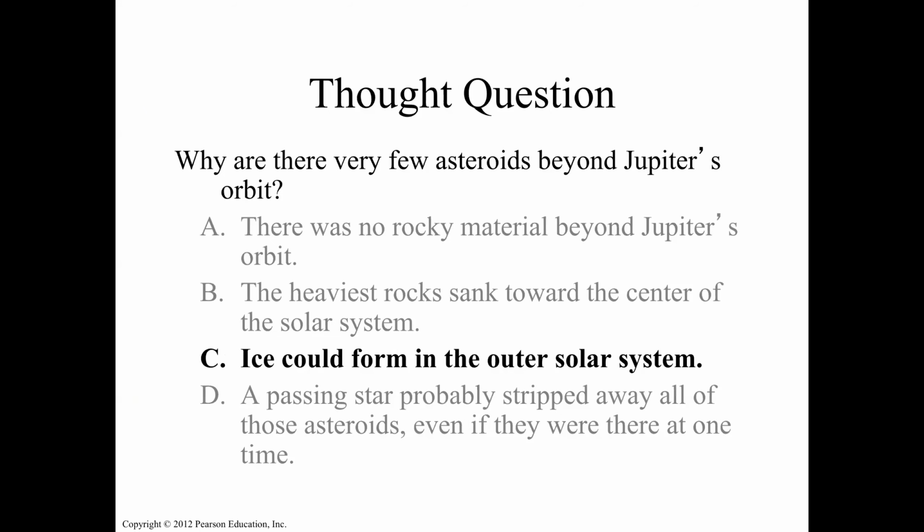My guess is C, because ice could form in the outer solar system. These are metals. The asteroids are forms of metal and rock. They don't have ice. If it had ice on them, it would be considered a comet. But since asteroids do not have ice on them, okay, they don't have water ice, they don't have methane ice, they do not have those. Because of that, beyond Jupiter's orbit, it's cold enough. But since these asteroids are rocky, the answer would be C.